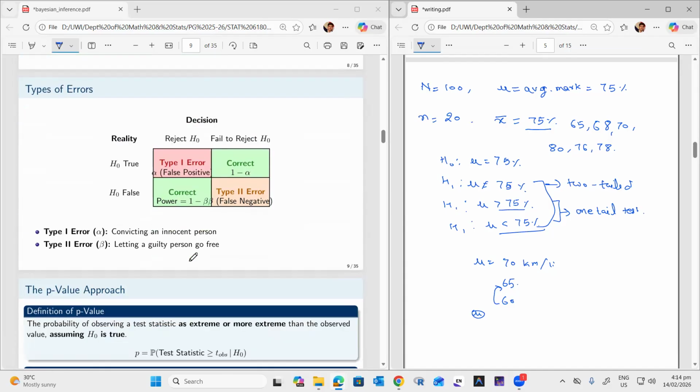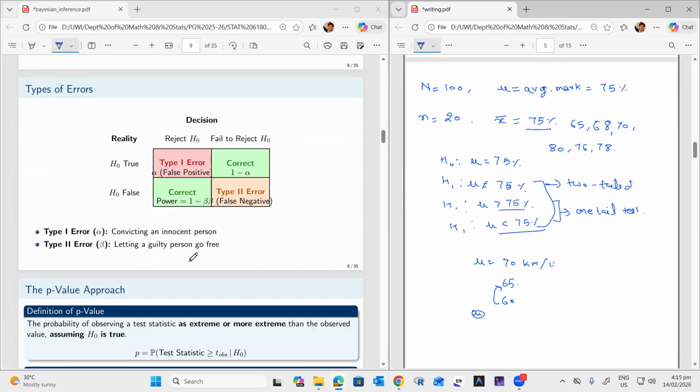During testing, we have two types of errors: type 1 error and type 2 error. Type 1 error is called a false positive and type 2 error is called a false negative. When you reject the null hypothesis when it is true, that is called a false positive or type 1 error. The second is when you accept the null hypothesis, or fail to reject it, when the null hypothesis was false. That is your type 2 error.